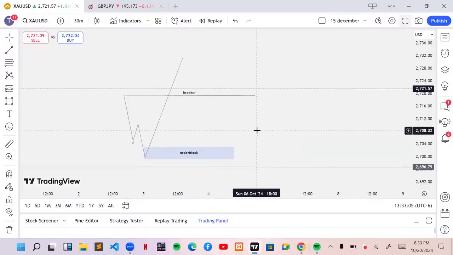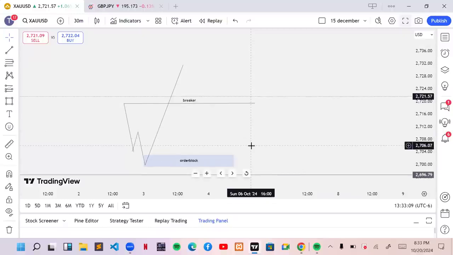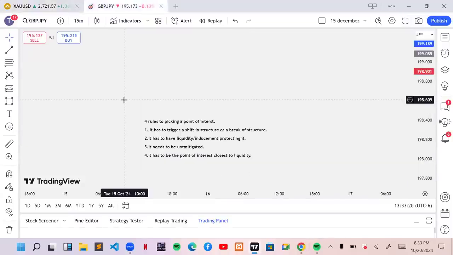Now, knowing when to use a breaker block or knowing when to use an other block, you use a breaker block when the first pullback that market makes did not mitigate that breaker block. I don't know if you understand what I mean. Remember, one of the rules says the point of interest needs to be unmitigated.